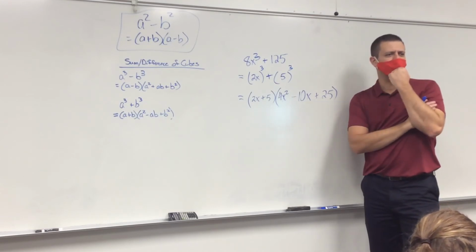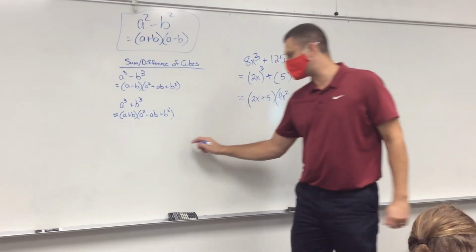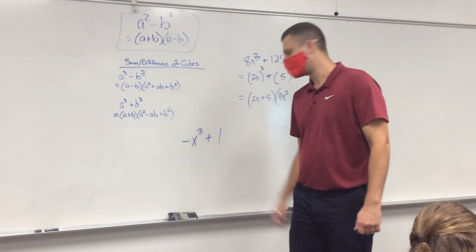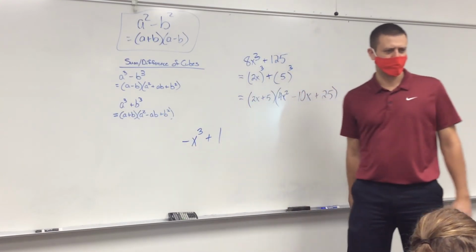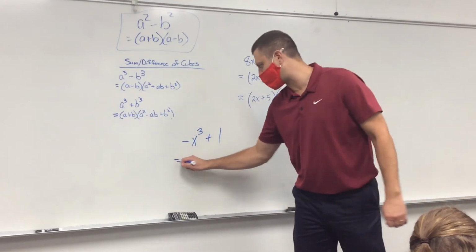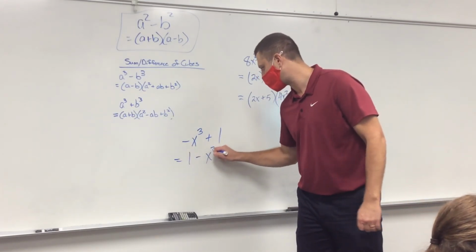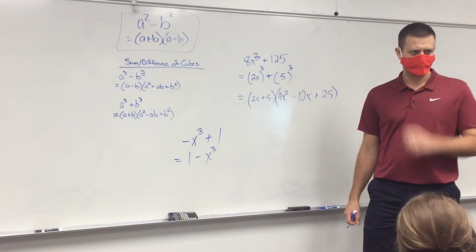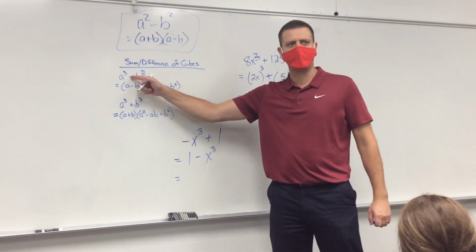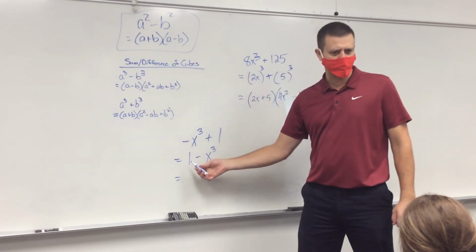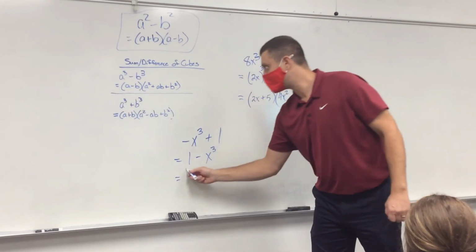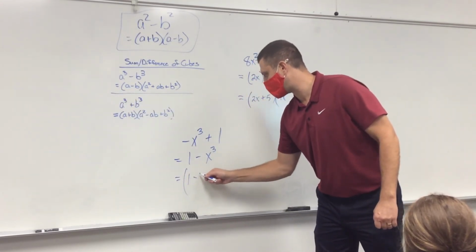I try to avoid negatives. So in other words, if somebody gave me this problem and told me to factor this, I don't want to mess with a negative x cubed. I would probably rewrite this in this order. Right? And then all I'm going to do is use this rule right here. Because 1 is a perfect cube, and obviously this is a perfect cube. So I'm just going to follow this rule right here. So my answer is simply 1 minus x.